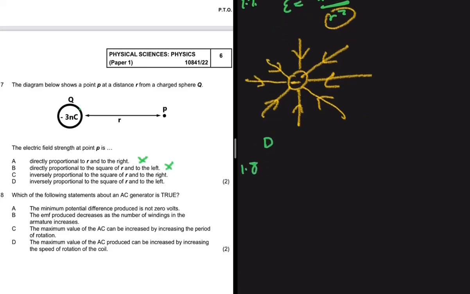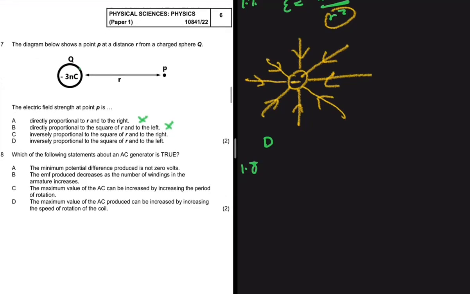1.8 is saying which of the following statements about the AC generator is true. A, the minimum potential difference produced is not 0 volts. It is 0 volts, so that cannot be our answer. B, the EMF produced decreases as the number of windings increases. That is not true.